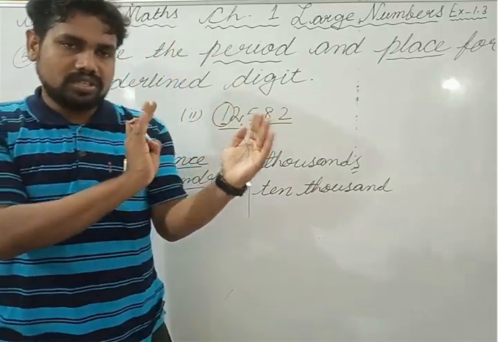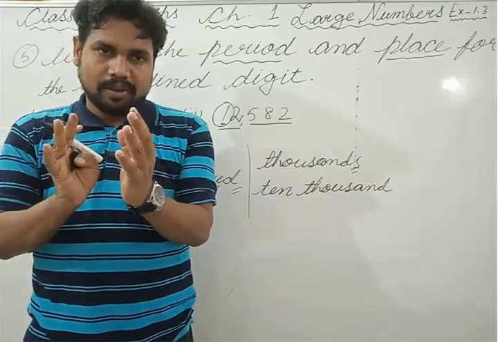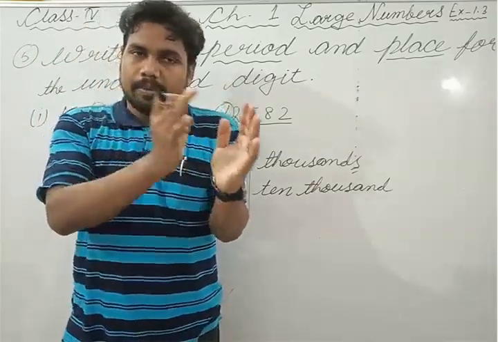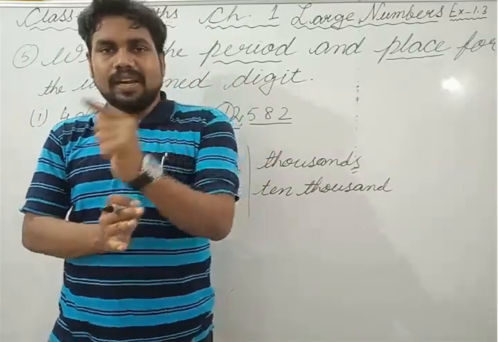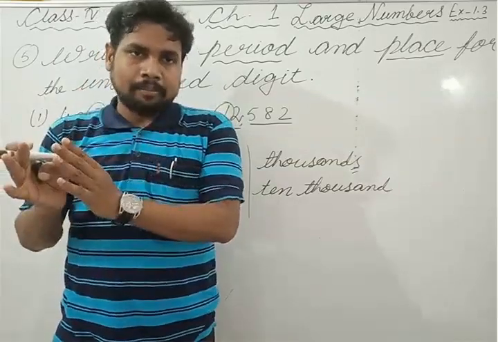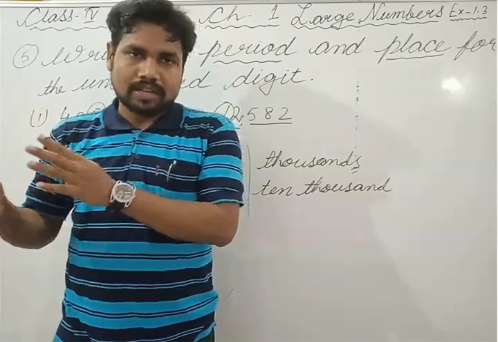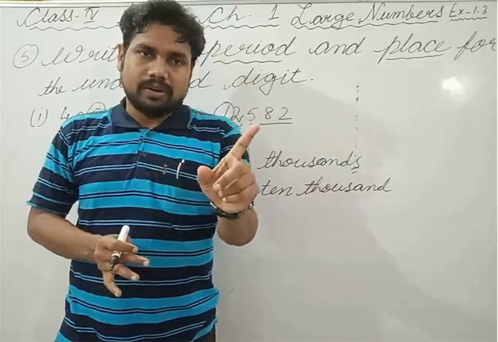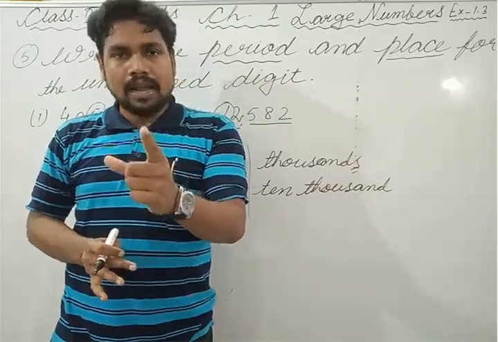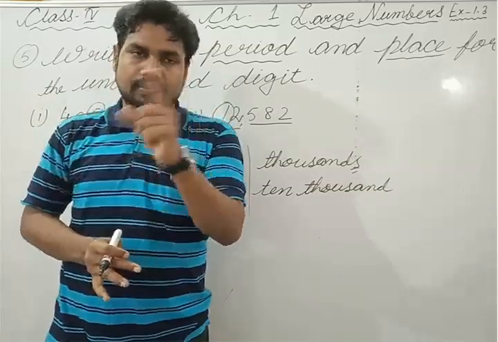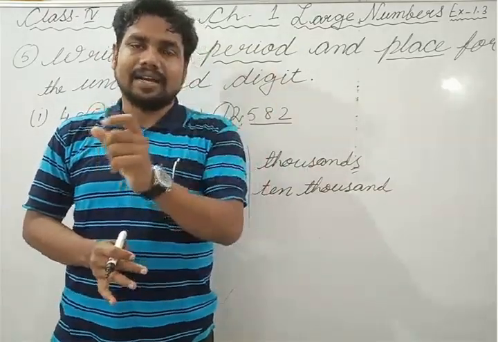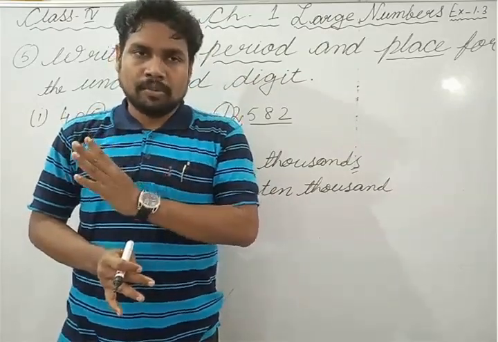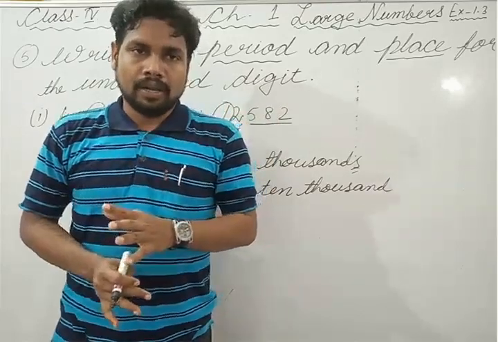All the first three are in the ones period, then the next two are in the thousands period, then the next two are in the lakh period. Whether it is in the thousands place or the ten thousands place, the period is the same. For thousands and ten thousands, the period will be thousands. For 1 lakh and 10 lakhs, the period will be lakhs. For 1 crore and 10 crores, the period will be crores. For ones, tens and hundreds, the period will be ones only. But place will vary from number to number, as per the place of the digit.